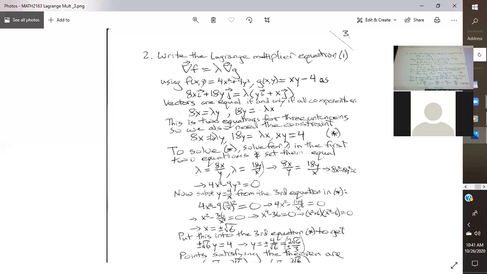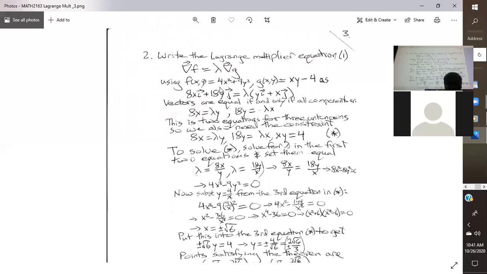The surface function that I'm trying to maximize, or in this case minimize, is f of x, y equals 4x squared plus 9y squared. The constraint curve I rewrite, instead of xy equals 4, as xy minus 4 equals 0. And then I say that g of x, y must be xy minus 4. The constraint has to be written as g of x, y equals 0, so I'll do that by subtracting 4.